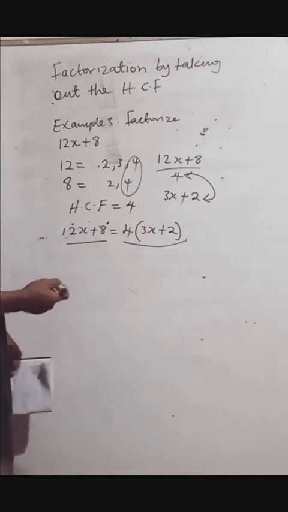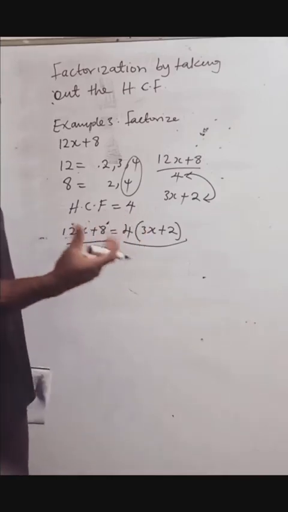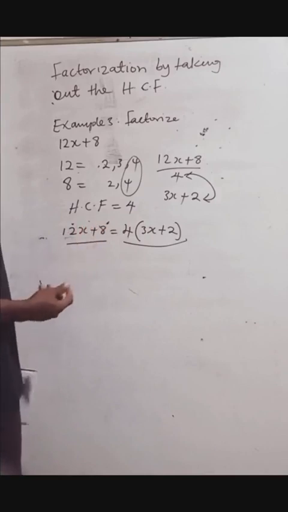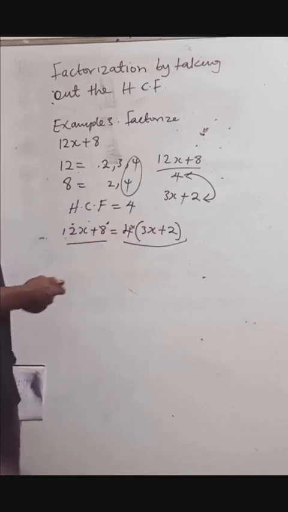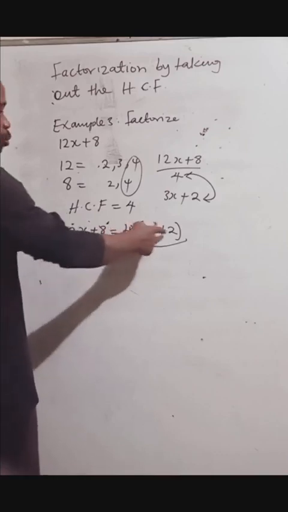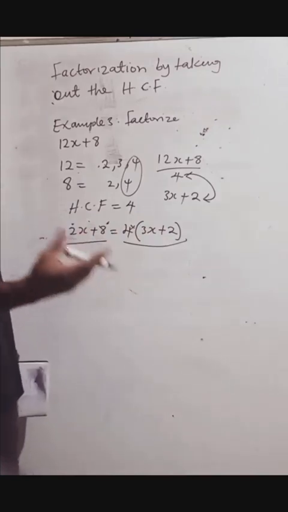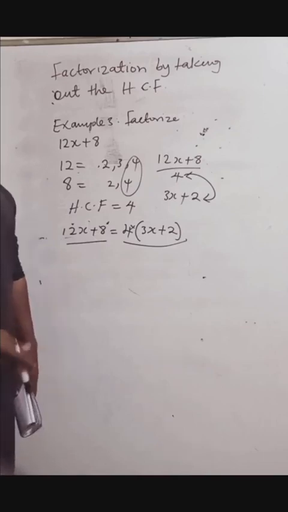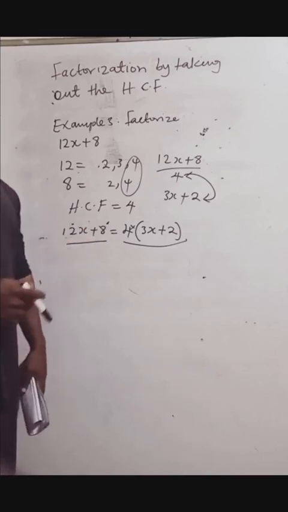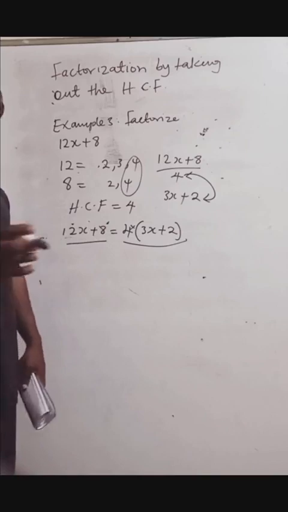Factorized version. So now we have successfully expressed 12x plus 8 as a product of 4 and 3x plus 2. If you use 4 to multiply the expression in the bracket, you're going to get back 12x plus 8.